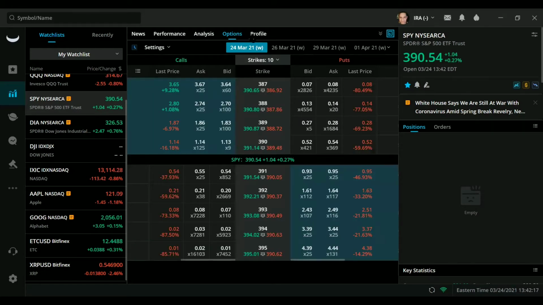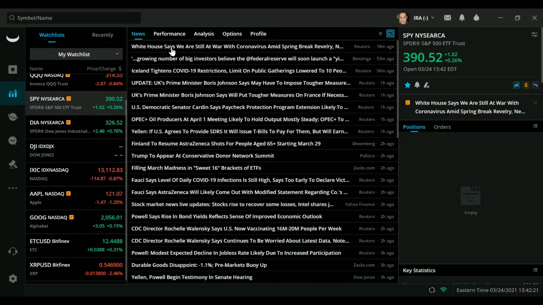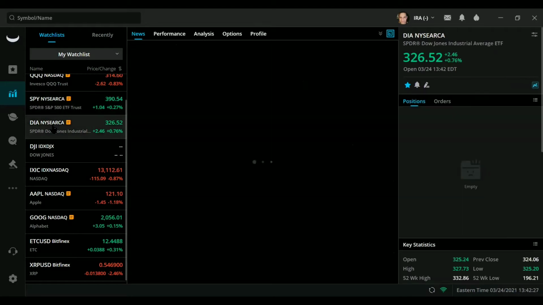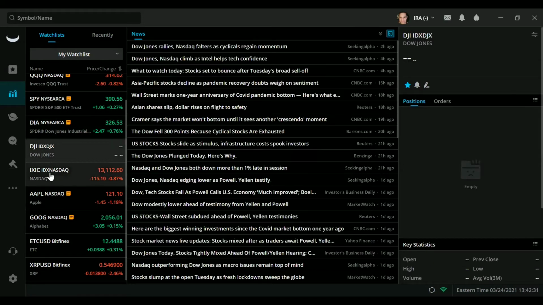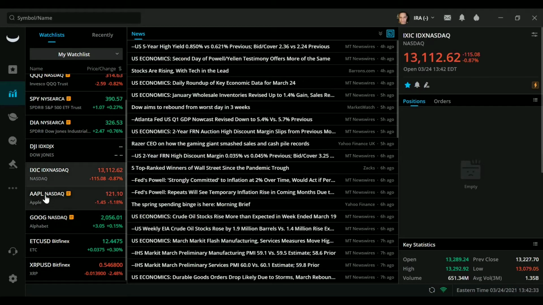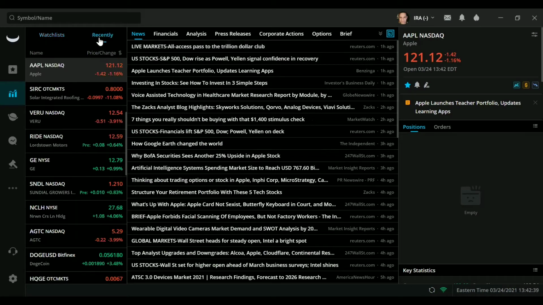This is for options. I don't do options yet. I will probably someday soon. And then this is the news, how it reacts to the different stocks in the market and so on. You can see as I'm clicking each one, the news changes accordingly. And Apple Live Markets All Access Pass to the $1 trillion club. I would love to be in that now, but I'll get there someday.